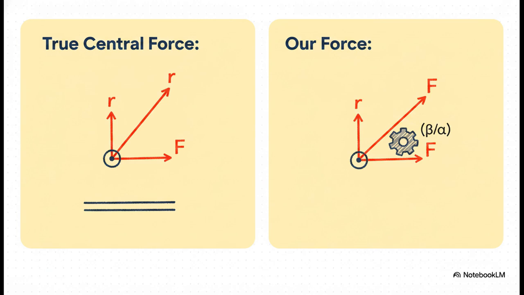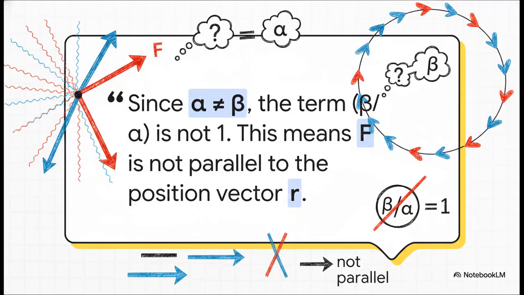Well, for a force to be central, its vector has to be parallel to the position vector r. This just means the slope of the force vector, Fy over Fx, has to be the same as the slope of the position vector, y over x. But look what happens with our force. When we calculate the ratio, Fy over Fx, we get this extra little term out front, beta over alpha. And this is the moment it all clicks into place for part A. Because the problem explicitly told us that alpha is not equal to beta, that ratio beta over alpha isn't 1.